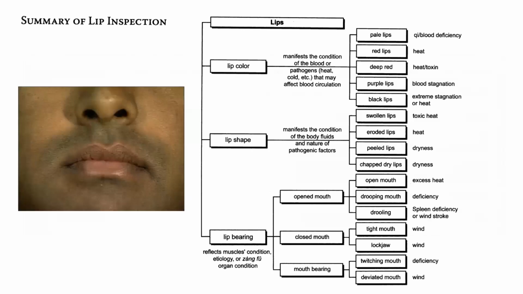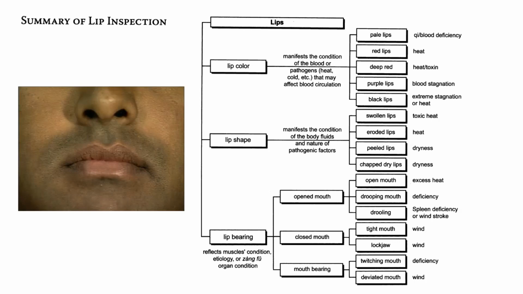So to summarize, lip color manifests the condition of the blood or pathogens. So whether it's heat, cold, and others that may affect the blood circulation. So the color pathogenic changes will manifest with pale lips in qi and blood deficiency, red lips in heat condition, deep red in heat toxin, purple lips in blood stagnation, and black lips in extreme stagnation or heat.